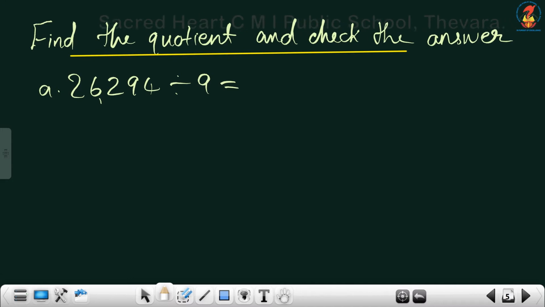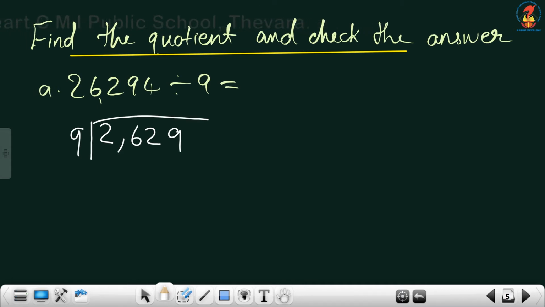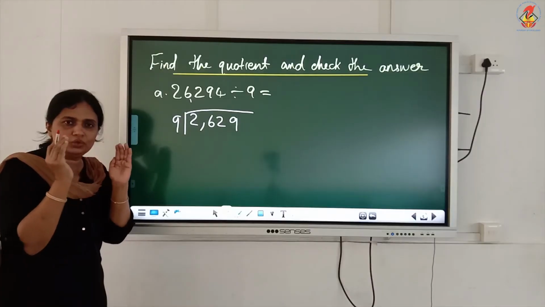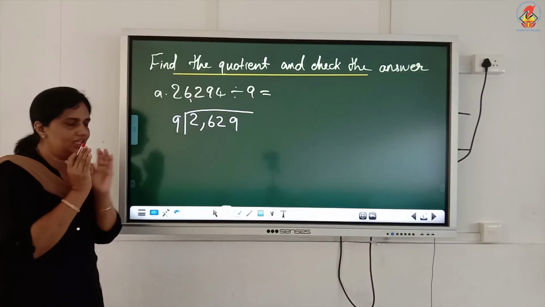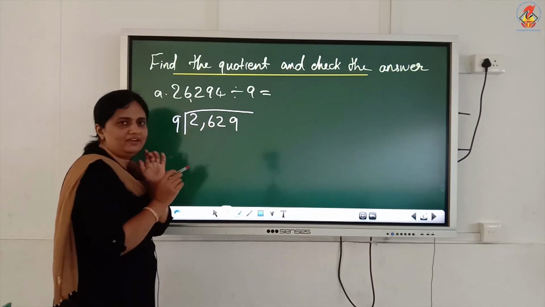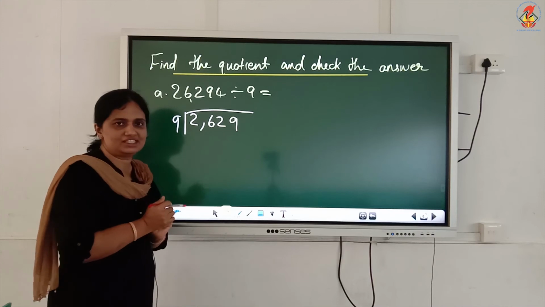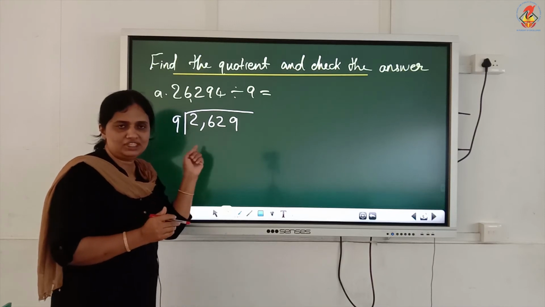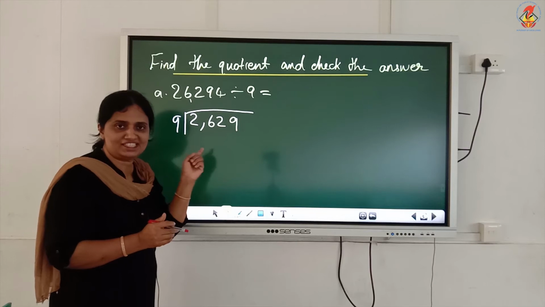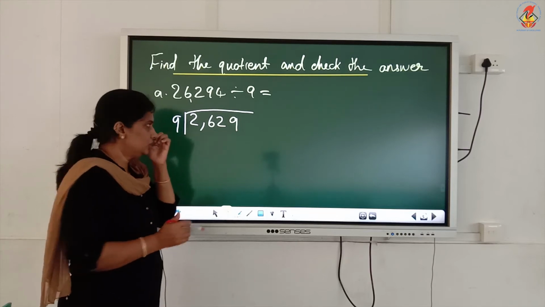Next one. I will give you a bigger number, that is 2629 divided by 9. Is it? Here the first digit is 2. 2 is less than the divisor, so I need to consider the first 2 digits together. It will become 26. 9 into which number equals 26? 9 3s are 27. 9 2s are 18. 9 3s are 27.